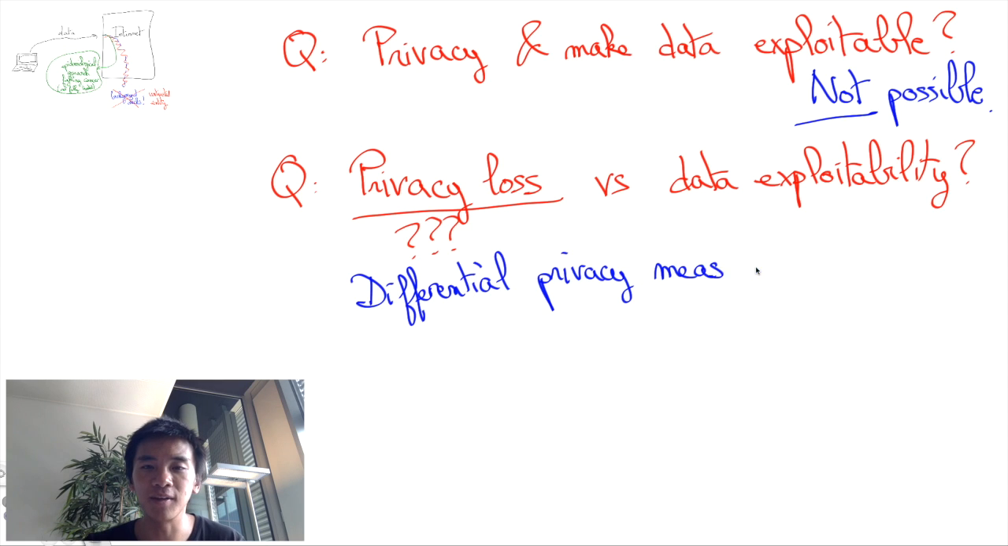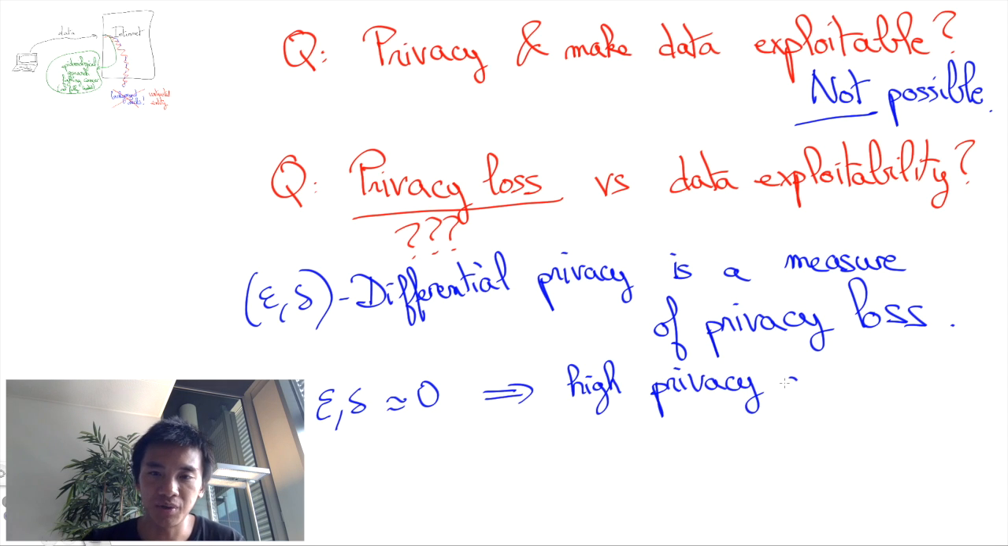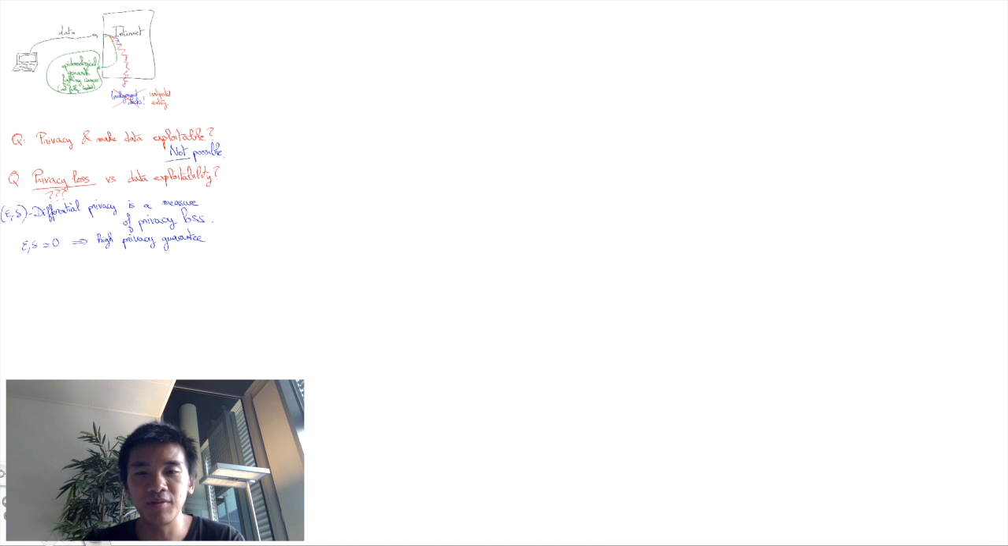Now, I will be giving the mathematical details in a future video, but roughly, differential privacy is characterized by two measures of privacy losses, usually written as epsilon and delta. The smaller these are, the greater the privacy guarantee. And importantly, differential privacy satisfies two fundamental properties.